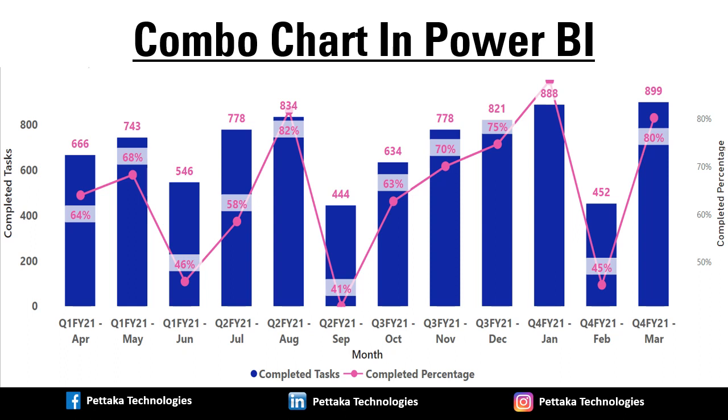A combo chart has the following subtypes. It might be clustered column and line chart, or clustered column and line on secondary axis, or stacked area and clustered column, or custom combination. In this example, we used a combination of clustered column and line chart.